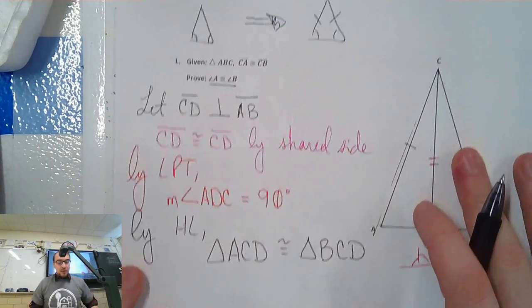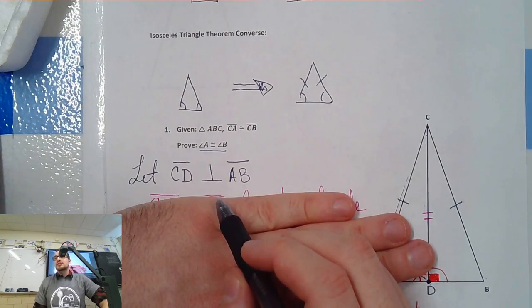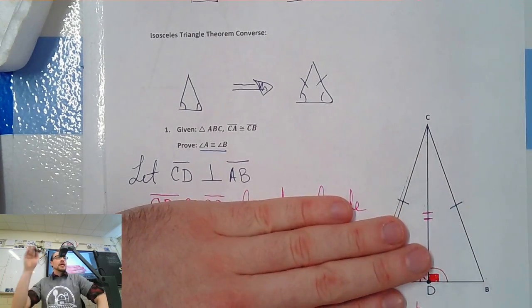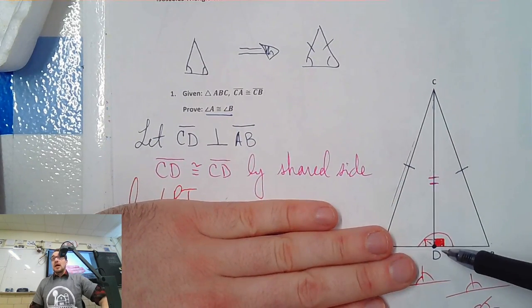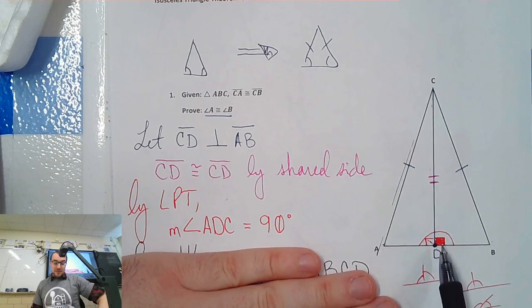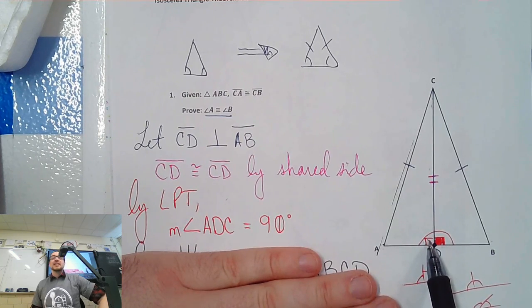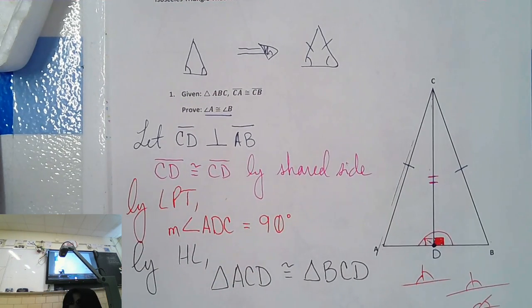All right, so first off, is everybody cool with the let there be line postulate, right? Make a perpendicular, make whatever you want. After that, we have a shared side. Everybody cool with that? Then, by linear pair theorem, if that's 90, they add up to 180, so that's got to be 90 as well. Then my last thing, and I'm very close to being done with this proof, is that now I can prove the triangles congruent by HL.